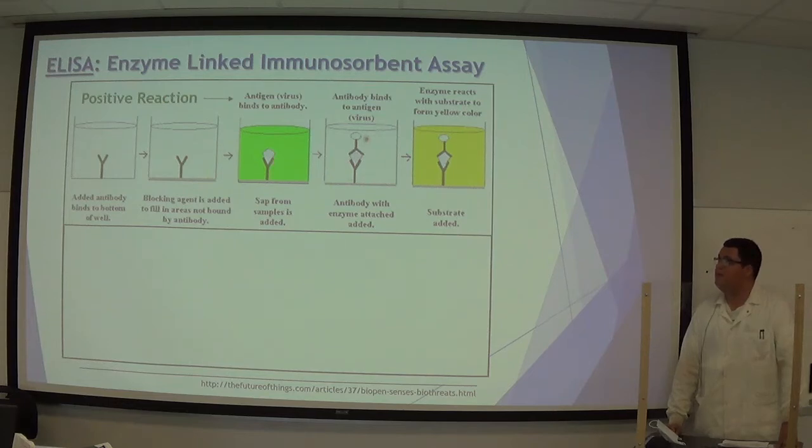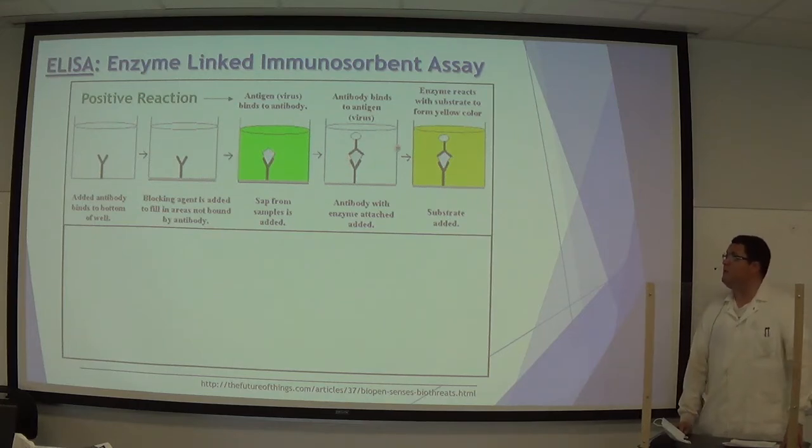So then we add the conjugate, which is going to bind to a different part of the virus, and you can see here that the top part of the TMV is different than the bottom part, so that's just a little better representation. Then we add the substrate, and if the substrate interacts with the enzyme that's stuck to the conjugate, then you get a color change, and that's how you know you have a positive sample.